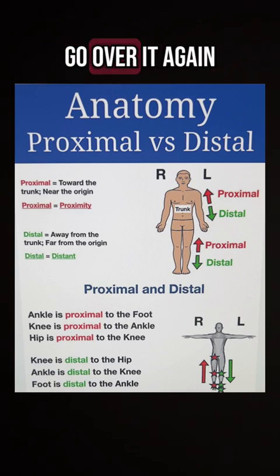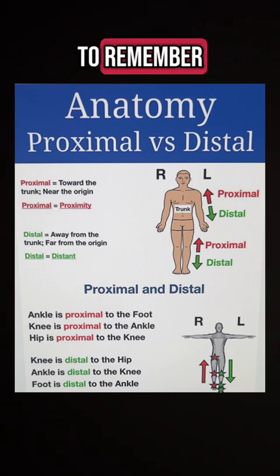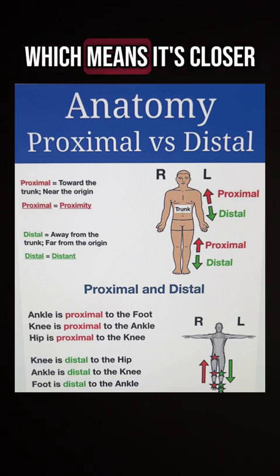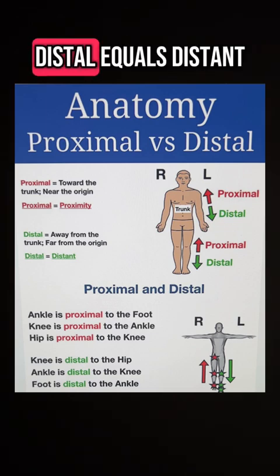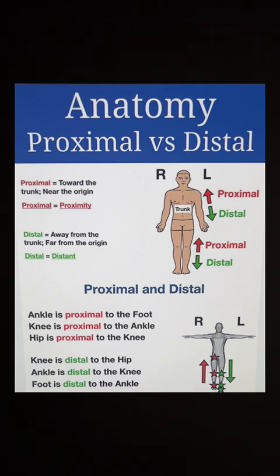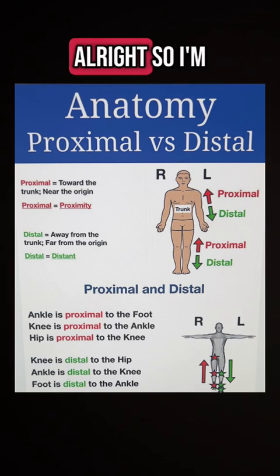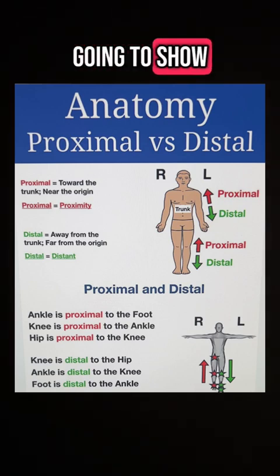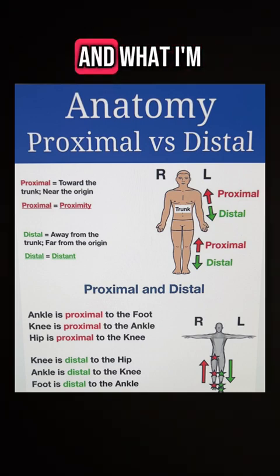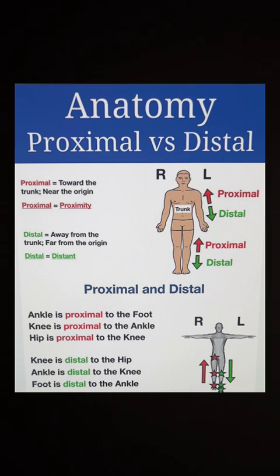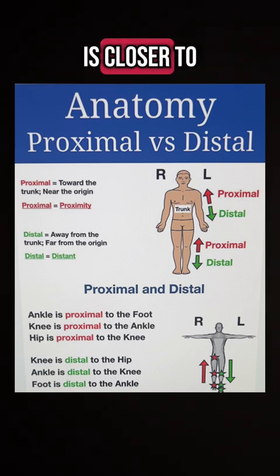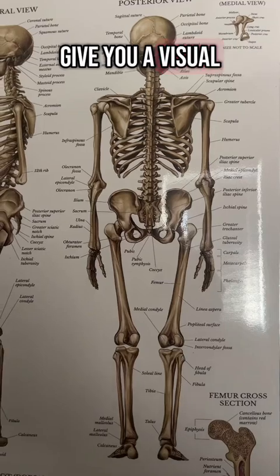So we're going to go over it again. A quick trick to remember. Proximal means proximity, which means it's closer. Distal equals distant, which means further. All right, so I'm going to show you a little bit of a graph here. And what I'm going to show you is the elbow is proximal to the fingers because it is closer to the shoulder.